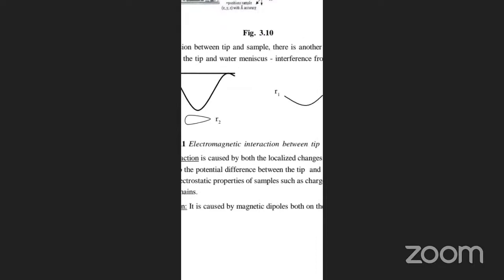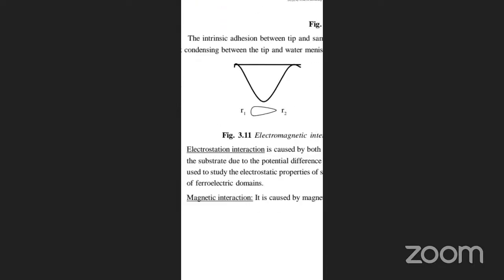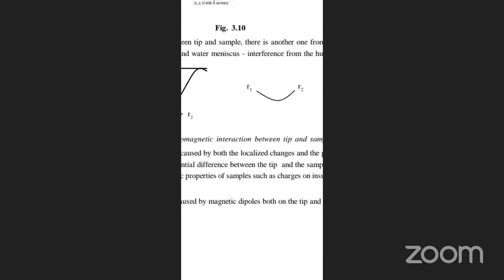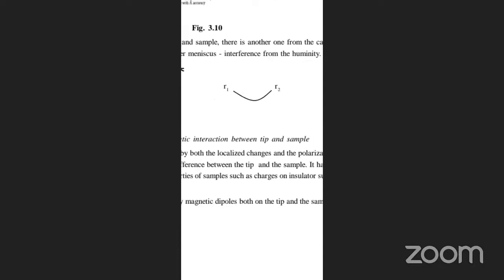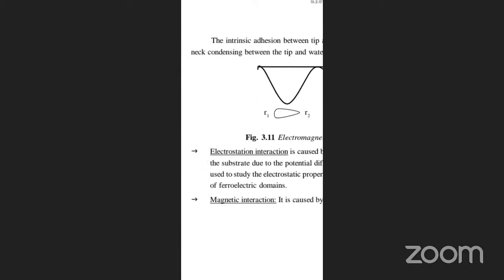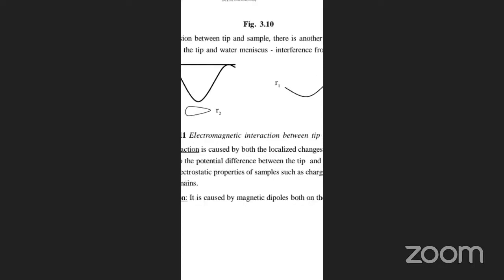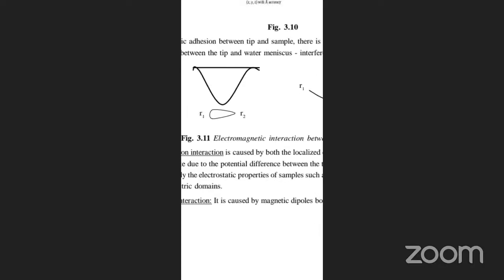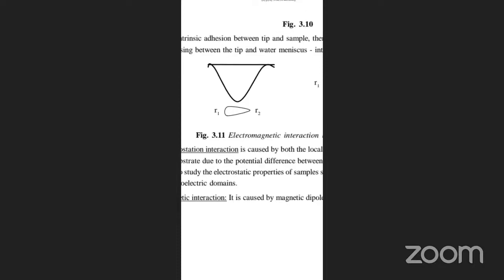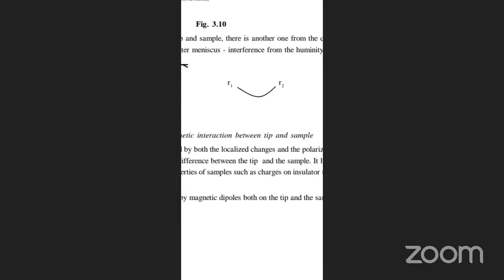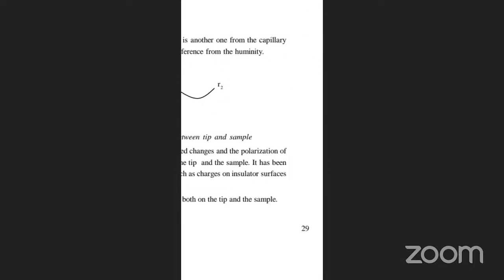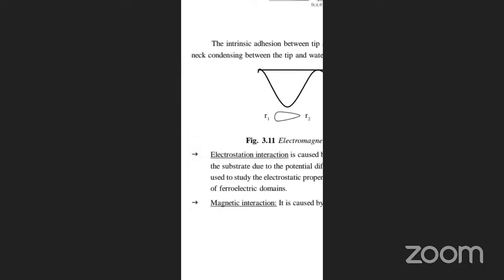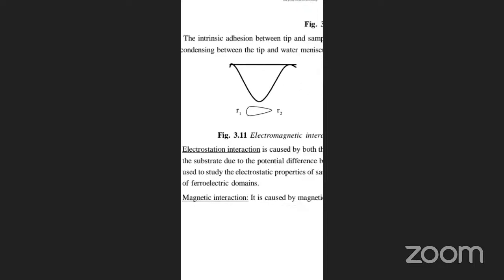Next, the electrostatic interaction is caused by both the localized charges and the polarization of the substrate due to the potential difference between the tip and the sample. It has been used to study the electrostatic properties of samples such as charges on insulator surfaces and ferroelectric domains. Magnetic interaction is caused by magnetic dipoles both on the tip and the sample.